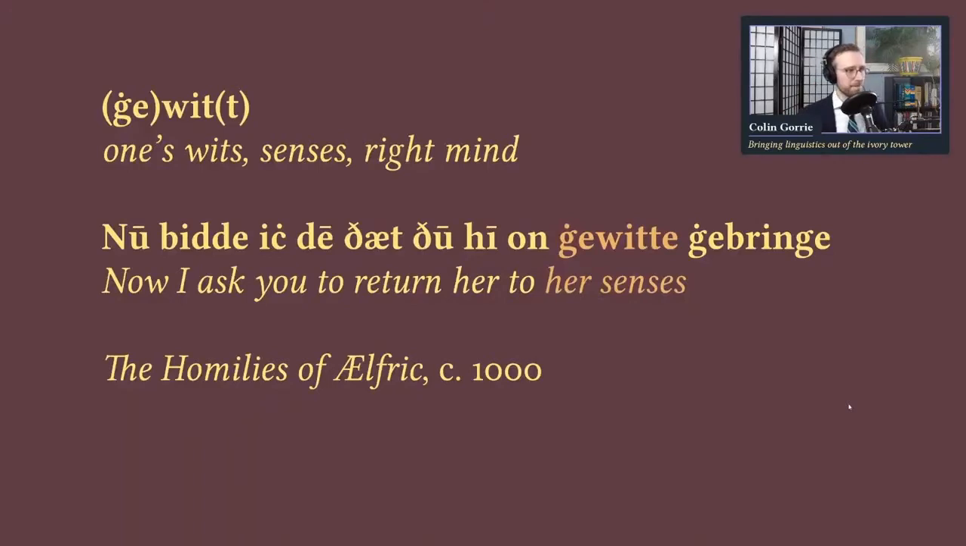So the modern English word wit comes down to us from an Old English word wit or ġewit, meaning your senses or one's right mind, the mind or the intellect in general, or knowledge, understanding, and consciousness. So let's take a look. So we have an example here. Nu bidde ic þe þæt þu hi on ġewitte ġebringe. Now I ask you to return her to her senses. And so we have this word ġewitte here, and here it has the meaning of one's right mind. Return her to her senses.